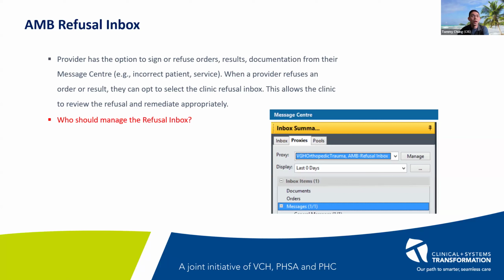Okay, ambulatory refusal inbox. So the provider has the option to sign or refuse any orders, results, or documentation from their message center. This can happen if results are sent to the incorrect provider due to, for example, similar names. And when a provider refuses an order or result, they can opt to select the clinic refusal inbox. And this will allow the clinic to review the refusal, to investigate the cause, and remediate appropriately.